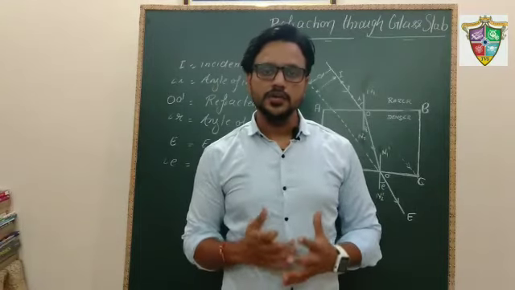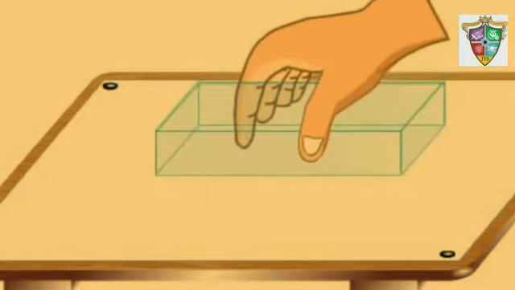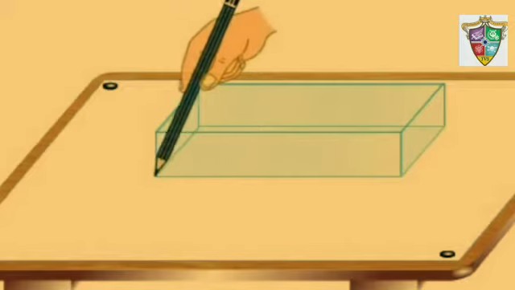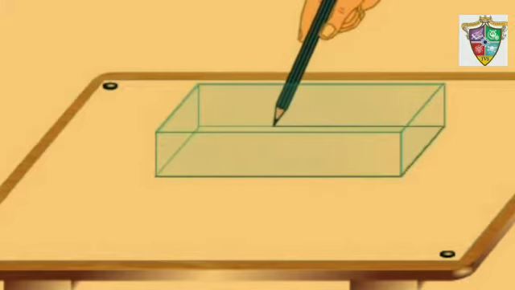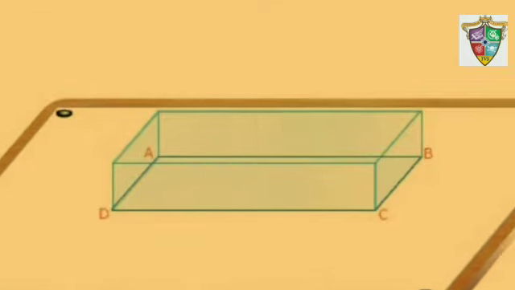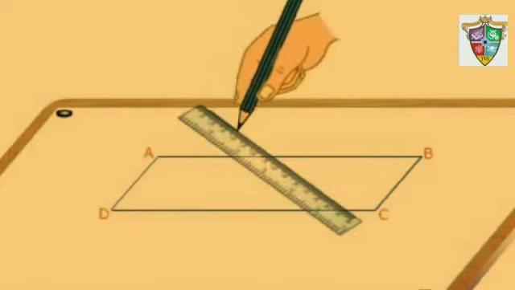So let's see how this experiment is performed with the help of an animation. We will take a drawing board, a plain paper and some pins. We will fix the paper on the drawing board. Then we will place a glass slab in the middle of the paper. Then trace the outlines of the glass slab and mark it as ABCD. Then remove the glass slab and make an oblique line on the surface AB.